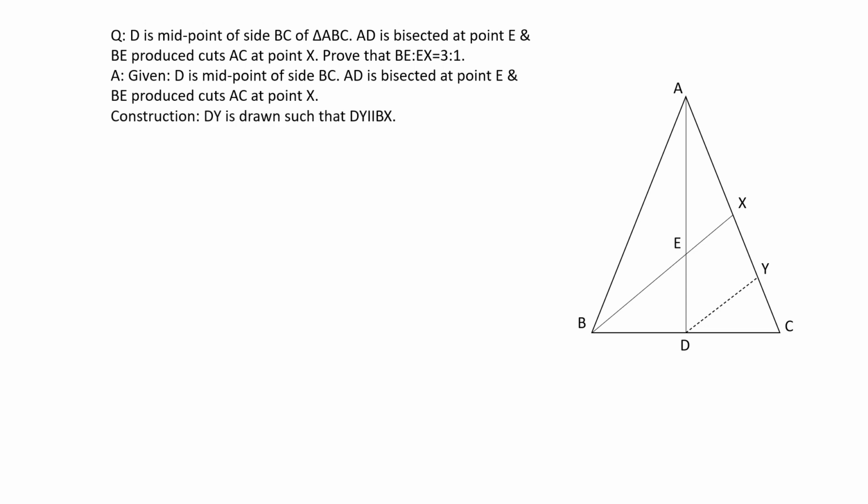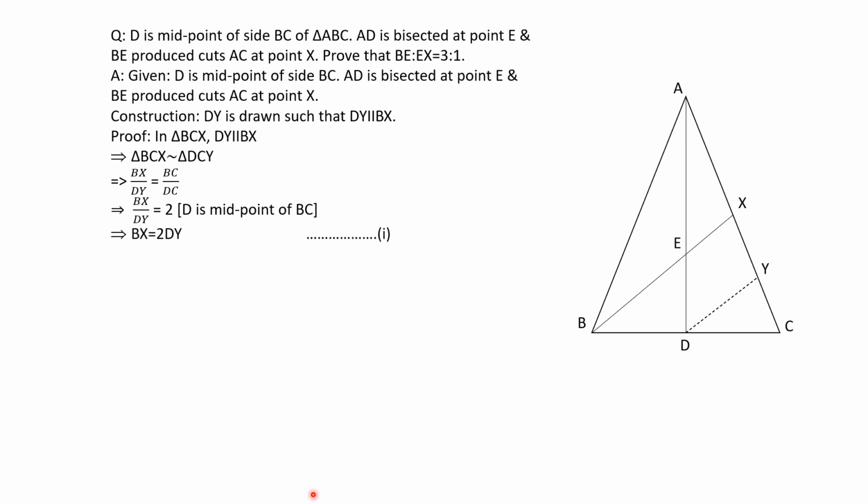Construction: DY is drawn such that DY is parallel to BX. Proof. In triangle BCX, we have DY parallel to BX. Sorry, triangle BCX is similar to triangle DCY. Or we can write BX by DY equals BC by DC. Now BX by DY equals 2 because D is the midpoint of BC. So we can write BX equals 2 DY. Let this be the first equation.